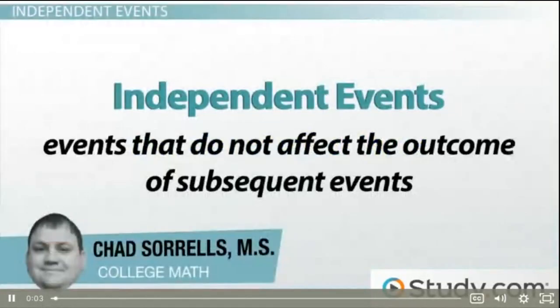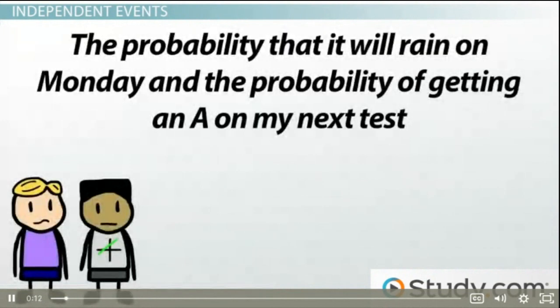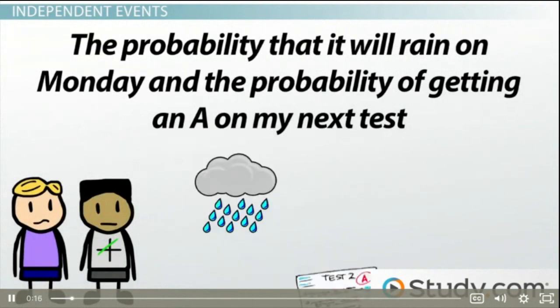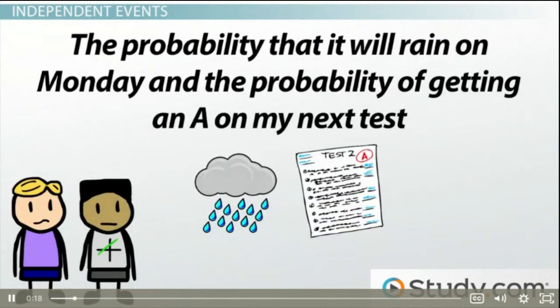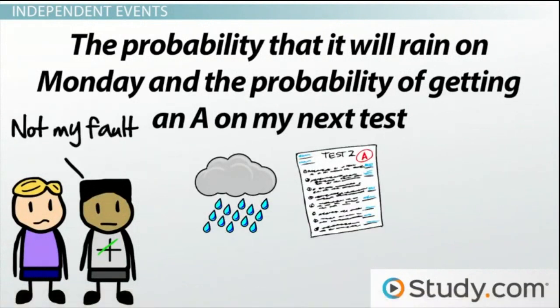Independent events are events that do not affect the outcome of subsequent events. In an independent event, each situation is separate from previous events. An example of independent events would be the probability that it will rain on Monday and the probability of getting an A on my next test. These two events are independent of each other. The chances that it will rain on Monday does not affect the score on the next test.